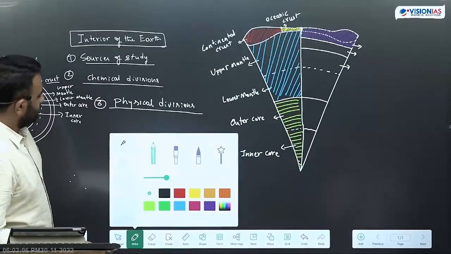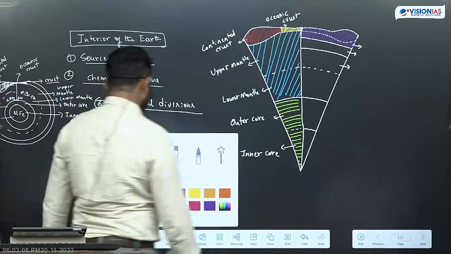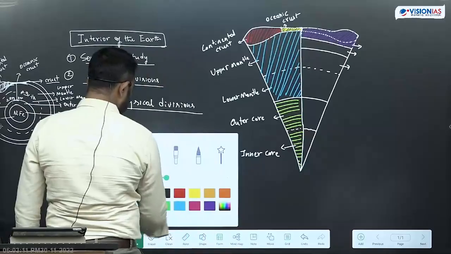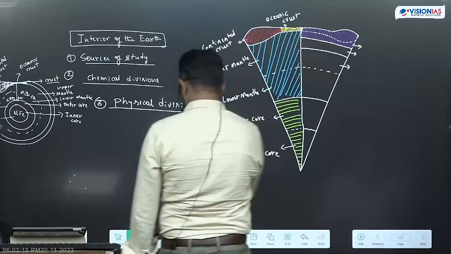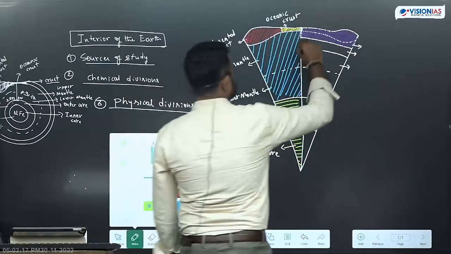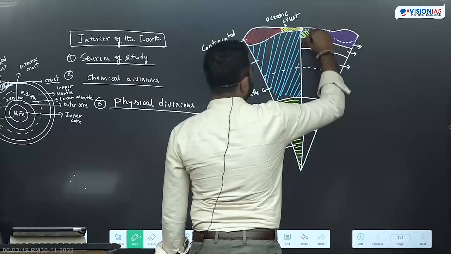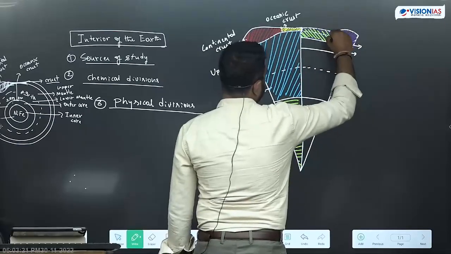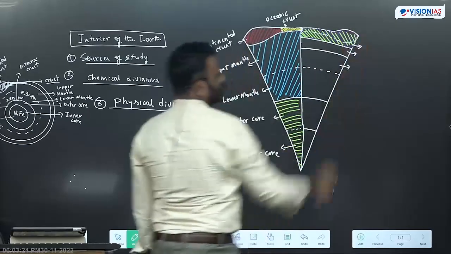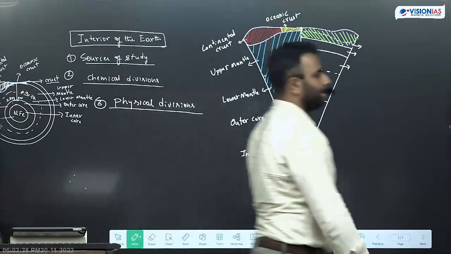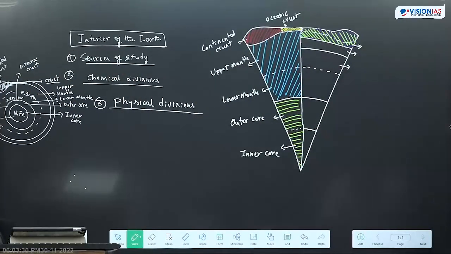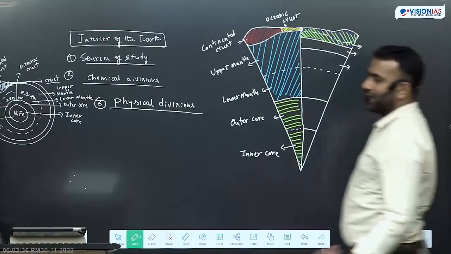So is that visible? Okay. Fine? Even though chemically the uppermost part of upper mantle is different from the crust, physically it is attached with the crust.